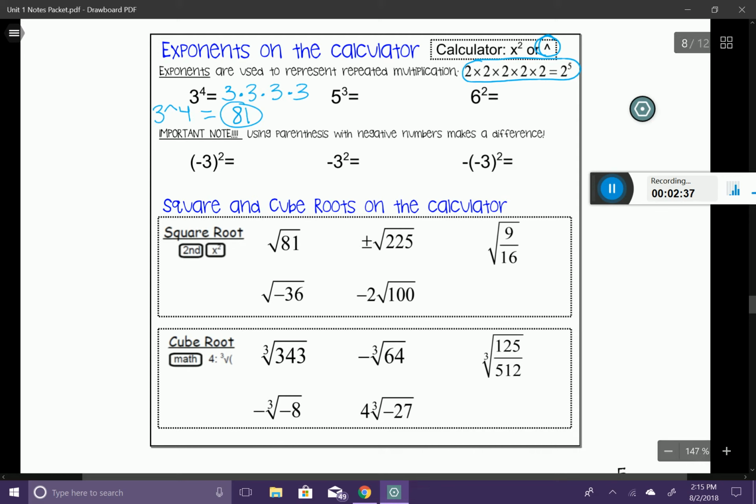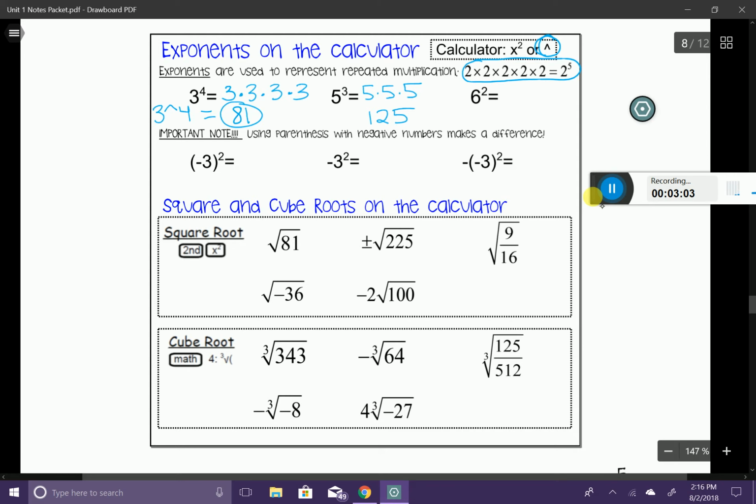All right, how about 5 to the 3rd power? If I expanded this out, it's saying 5 times 5 times 5, which you might know right off the back of your hand, which is 125. But let's say you don't. You could say 5 times 5 is 25, and then multiply 25 times 5. Or you can put it into your calculator. 5 caret 3 will give you that 125.